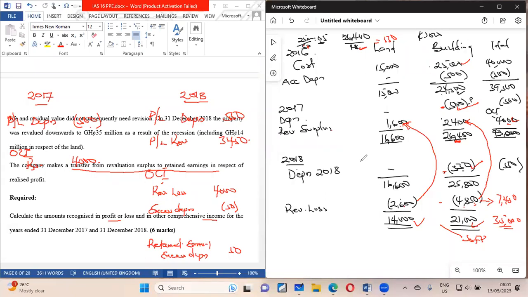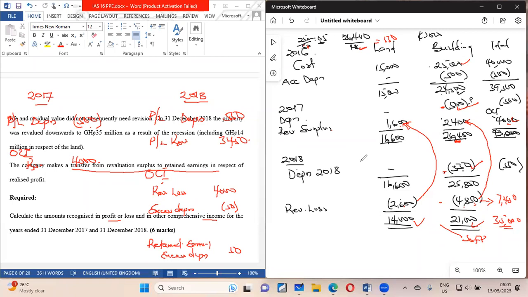So please, this thing is coming from what we did last week, PPE. In a PPE, all you need is how to find the cost, which sometimes they can trick you, give you some information for you to combine to get the cost. After that, the next thing you need to learn is how revaluation is treated: revaluation loss, revaluation gain, and depreciation.